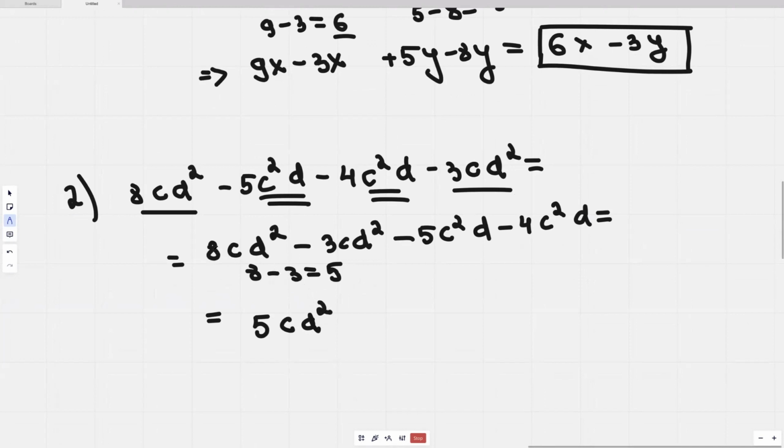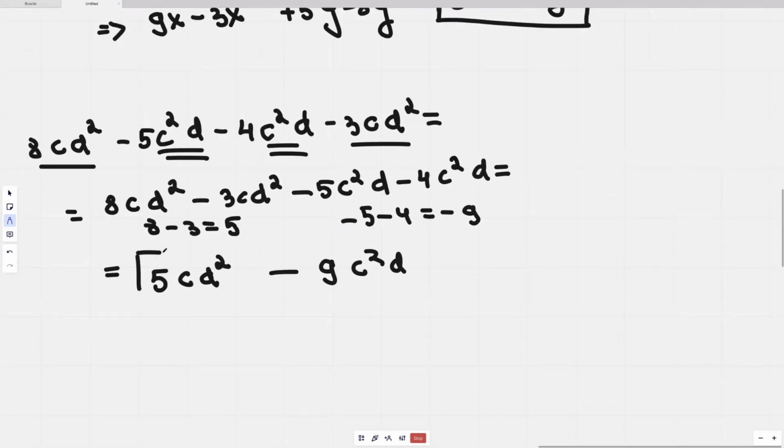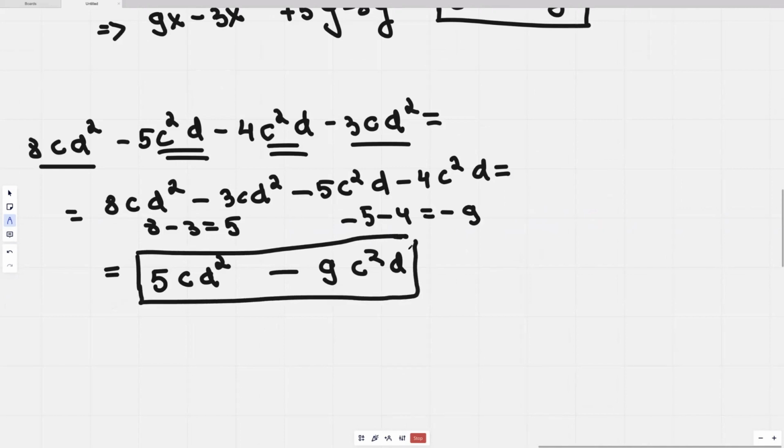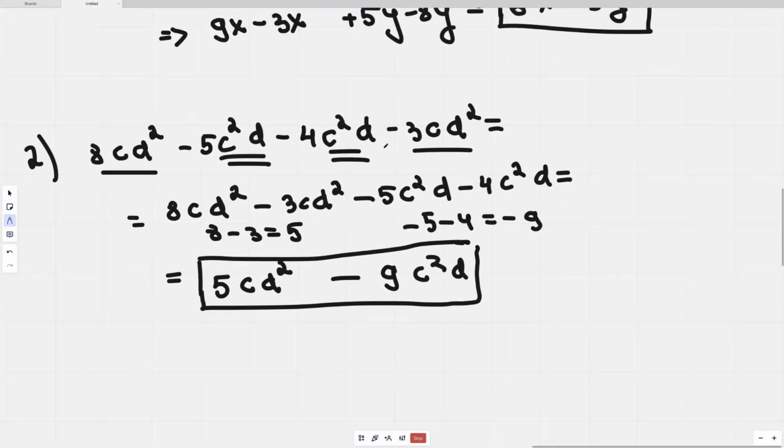Just adding and subtracting the numbers next to the terms, and then adding the terms at the end of the final coefficient. Minus 5 and minus 4 here, not considering the C squared D for now, is equal to minus 9. So minus 9C squared D will be added at the end. So this expression will be the simplest form of the second example.